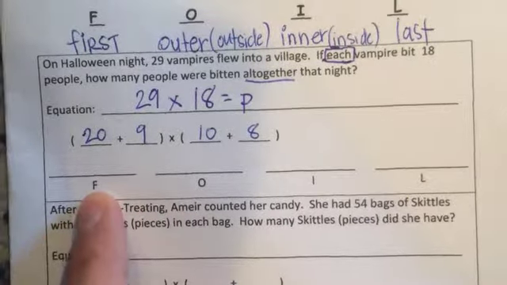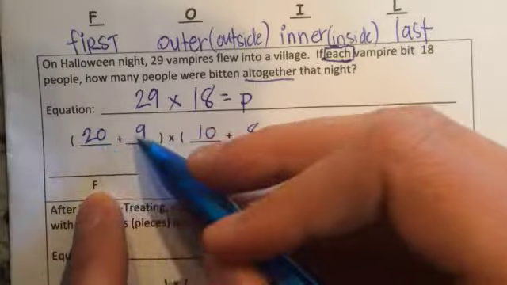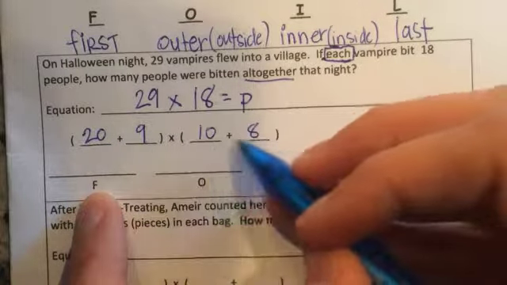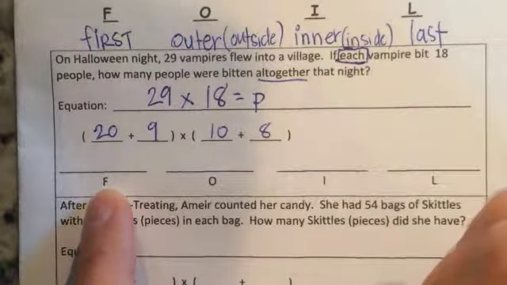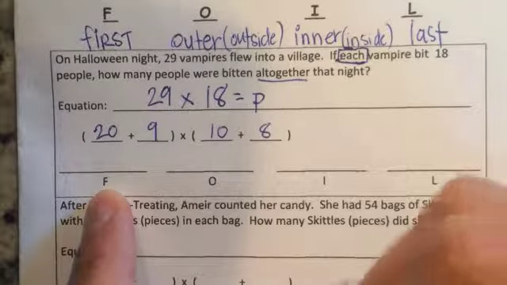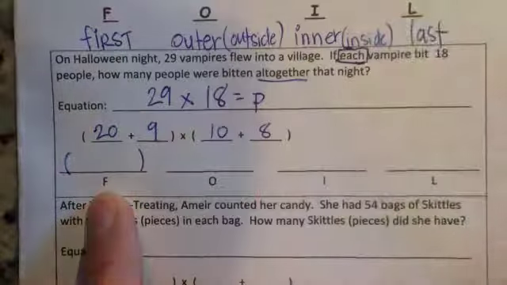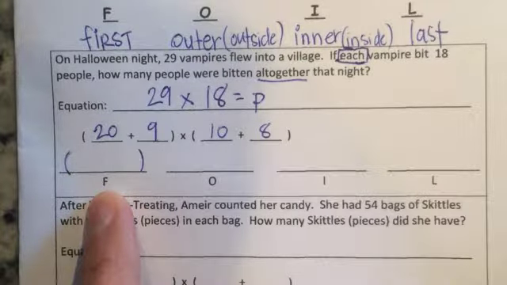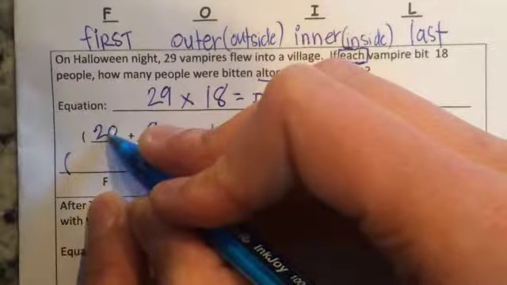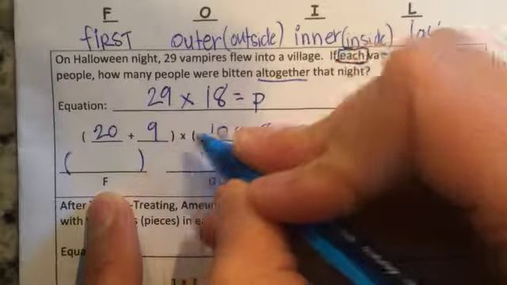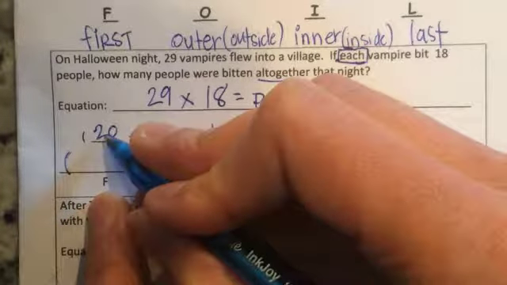So F stands for first. If you look at this side and this side, we're going to multiply the first numbers together. First thing, I'm going to draw my parentheses because I've got to group them together. So first we would say 20 times 10, because 20 is first over here, 10 is first over here.